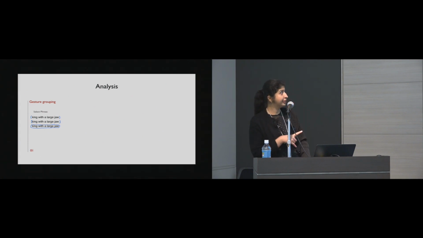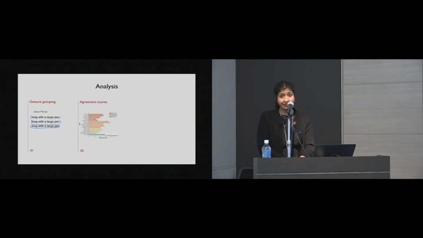Like for example, in the example shown for the select phrase task, the first two gestures are considered semantically equivalent, enclosing using either parentheses or brackets, but the third one is considered semantically different. And we also calculated the agreement scores for each referent. That is a measure that tells us to what degree the participants agreed on gestures for a given referent. And you can find more details on that in our paper.